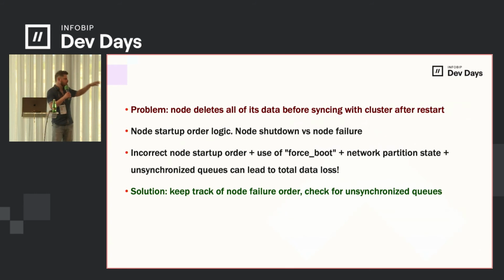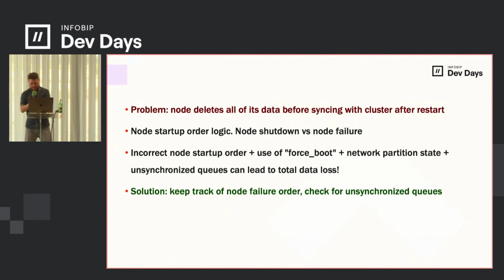In one case, we had this problem with the cluster. We weren't sure what the order was, and in the end it was also in a network partition state. So we used the force boot option to start at least some of the nodes. And in the end, they tried to synchronize with each other and on startup deleted all of their data. So it caused total data loss. So just keep track of node failure order if possible. Just be careful, especially with the force boot option, as it can be unpredictable.